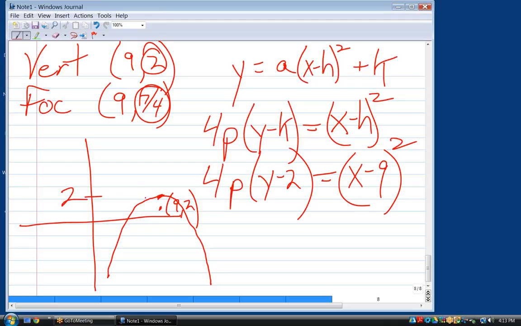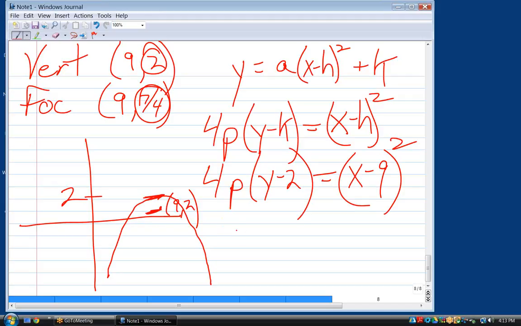Well, what's this distance here between 2 and the focus? It's 1/4. Okay, that's what p is, 1/4. Now, let's decide the sign on it later. I don't want you to get hung up or confused on figuring out what the sign of p is. You don't need to. All you need to know is the absolute value. The distance between the vertex and the focus is 1/4. So let's make p 1/4.